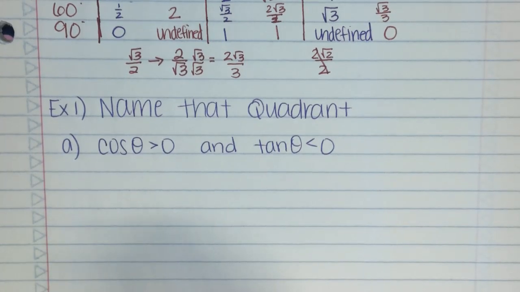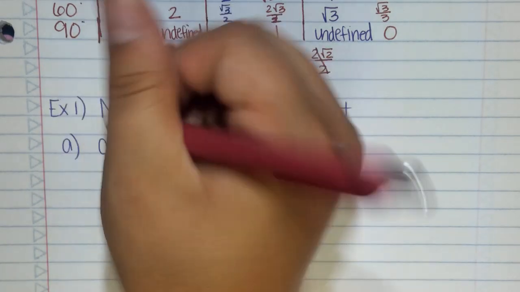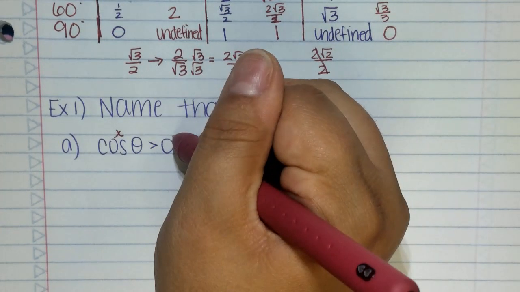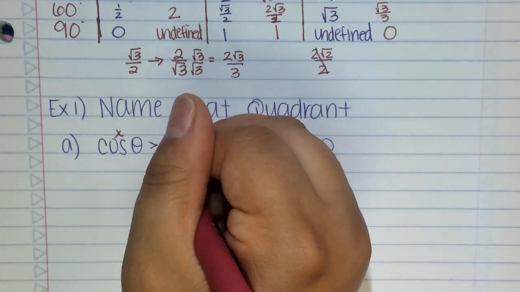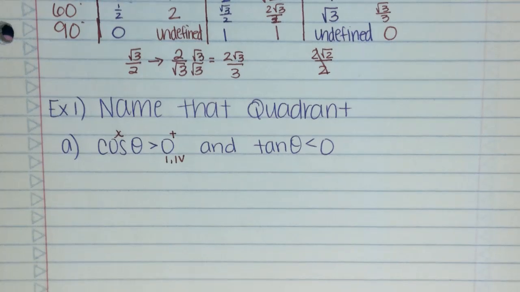Okay, so cosine is greater than 0. What's cosine? Where is x greater than 0? Where is x positive? 1 and 4. Do y'all agree with that? Cool.